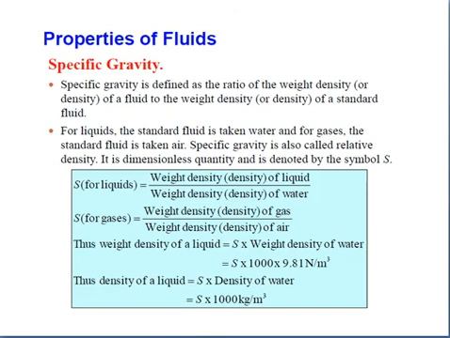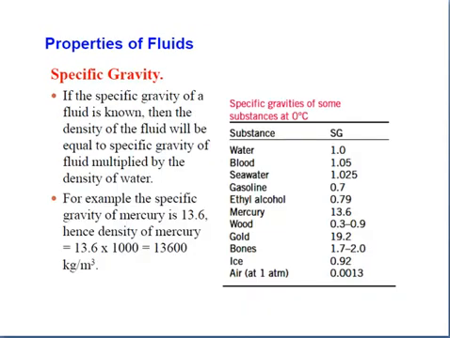These two properties are also very important, the specific volume and the specific gravity. Before going to the next property, here are some values of specific gravities of different types of liquids. For water the specific gravity is 1, for blood it is 1.05. Seawater contains a large number of salts, that's why its specific gravity is not equal to 1. Its specific gravity is 1.025.